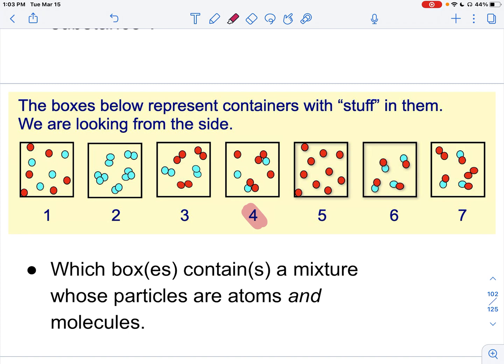Pure substances are not mixtures. Mixtures are different from pure substances. A mixture is two or more pure substances that are physically combined. And then 7 is a mixture, and it is all molecules. Oh, it's all molecules, so that doesn't work to fit our description of atoms and molecules. So only number 4 fits that description.